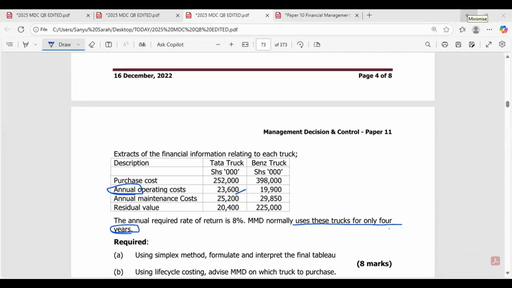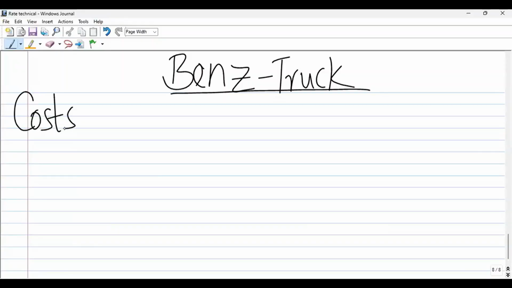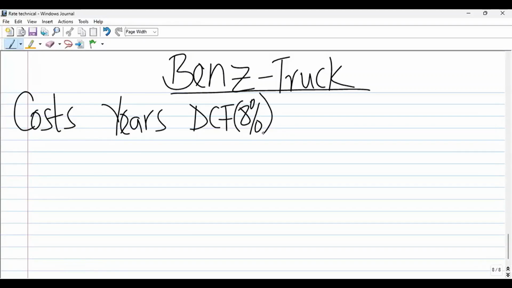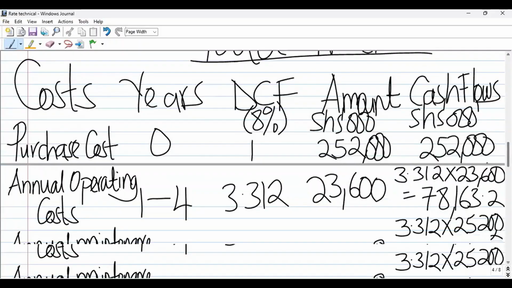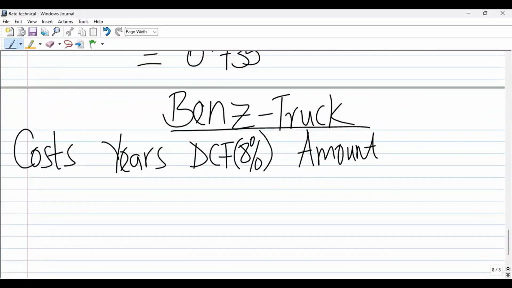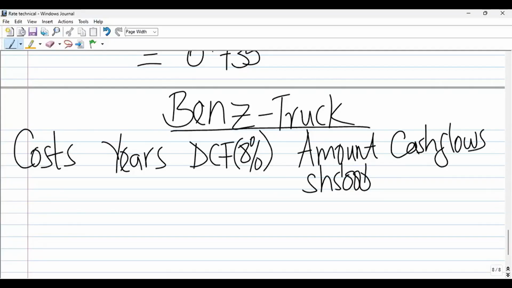So let's go to the Benz truck and we do the same. With the Benz truck, you're going to show the costs, the years, the discounting factor at 8%, the present value, so here we can say amount, shillings in thousands, the cash flows, also shillings in thousands.